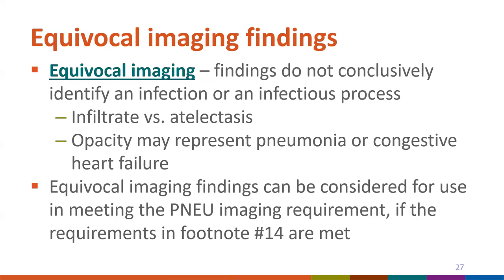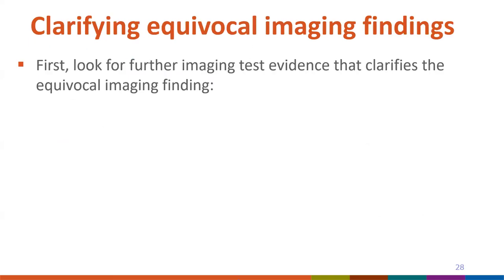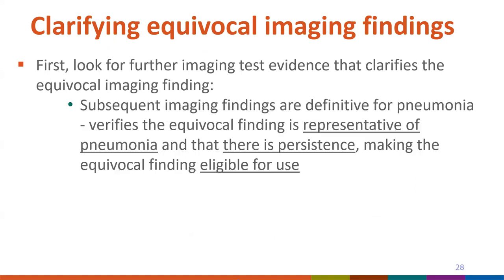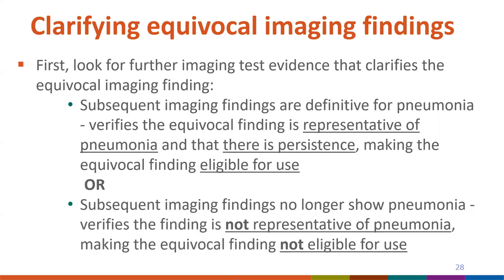So what do you do if the imaging findings are equivocal for pneumonia? If imaging is equivocal for pneumonia, there's a process for determining if the imaging is usable for meeting the imaging requirement. And this is covered in footnote number 14. When imaging findings are equivocal, you will first look to subsequent imaging for clarification. If the subsequent imaging findings are definitive for pneumonia, the equivocal imaging is eligible for use. If the subsequent findings no longer show pneumonia, the equivocal finding in the imaging is not eligible for use.